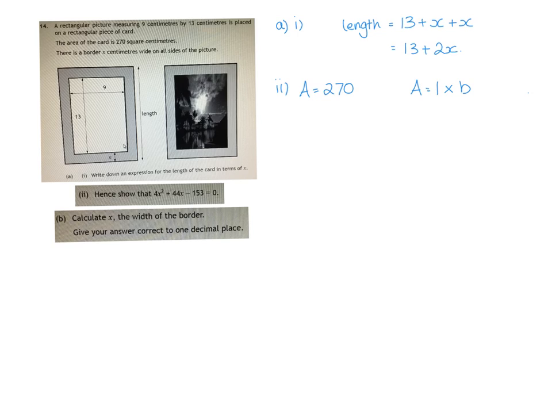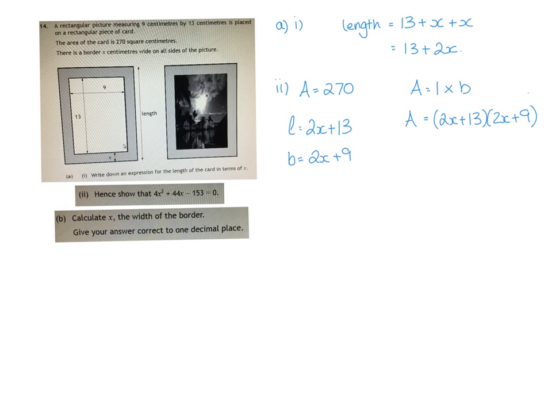So from the first part, our length is equal to 2x plus 13. It's the same, I've just written it around the other way. And our breadth is the 2x plus 9. So we can multiply these two together. So our area is going to be 2x plus 13 times 2x plus 9.